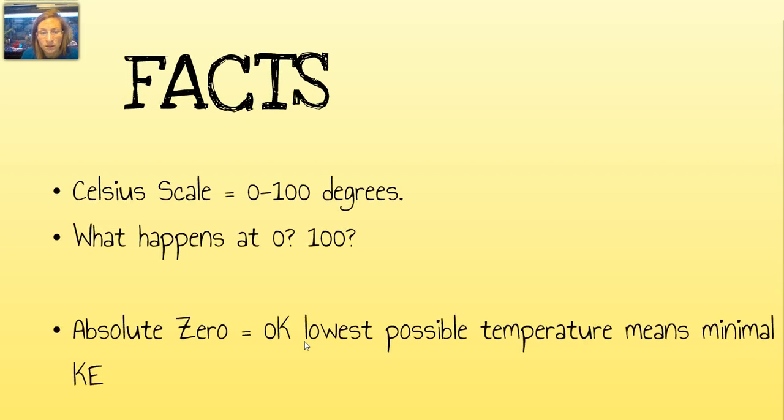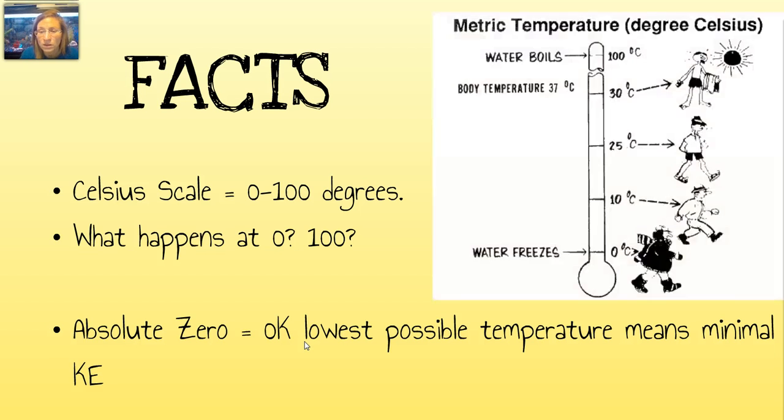Now, a few other facts it's important for you to remember. We use a Celsius scale on a regular basis in science, so it's from 0 to 100 degrees Celsius. Since on a daily basis on the news we hear the Fahrenheit scale, it's helpful to understand that a normal internal body temperature would be 98.6 degrees, but on a Celsius scale it'd be 37.